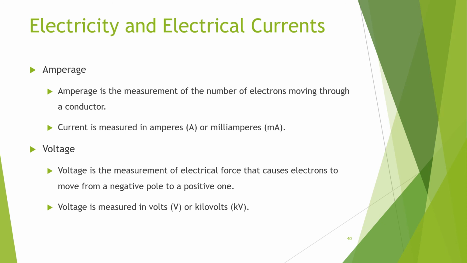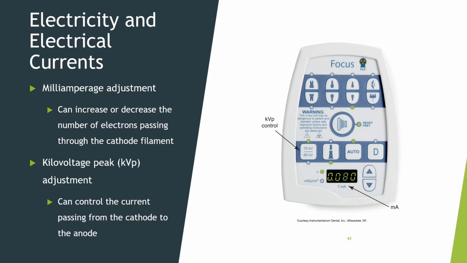In the production of X-rays, both amperage and voltage can be adjusted. All right, so this picture here is exactly what you're going to see when you are making those adjustments for your radiographs. You can see that it has the kVp control, which you can change from 60 to 70. And then at the bottom, you can see the mA setting that we cannot change.